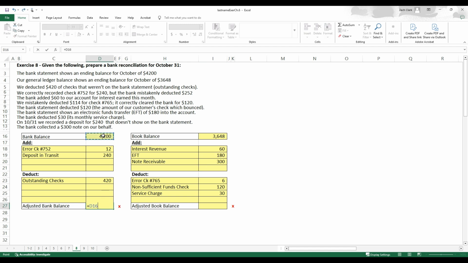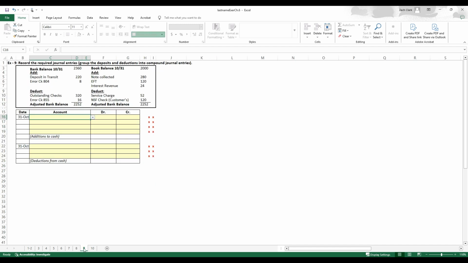And then let's just add the additions minus the deductions. $4,032. All right, sweet. Rebalanced there. That's great. And then another journal entry problem.